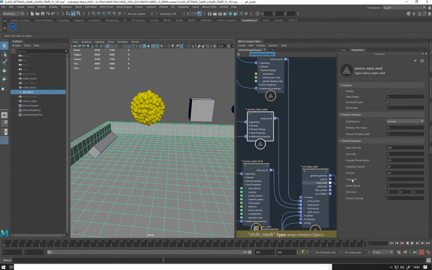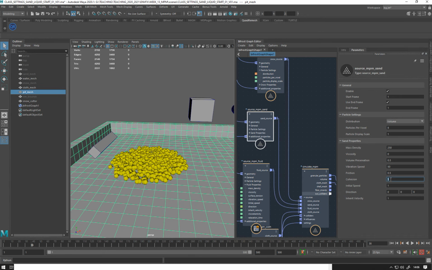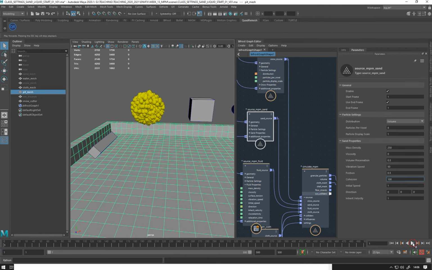So we've got this cohesion, and this is how much it wants to stick together. So at 1, sticks together, no. And at 0, almost exactly the same. If I crank that to something like 10, let's do 100 just to see if it works. Yeah, so at 100 it does, but this is also linked to this volume preservation.